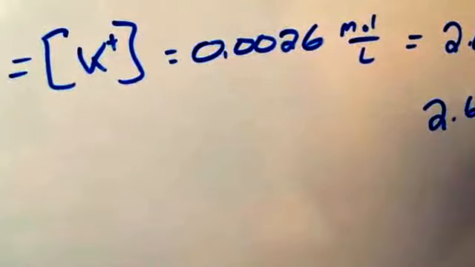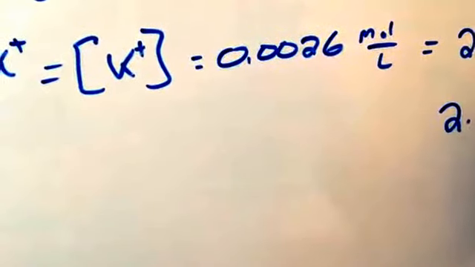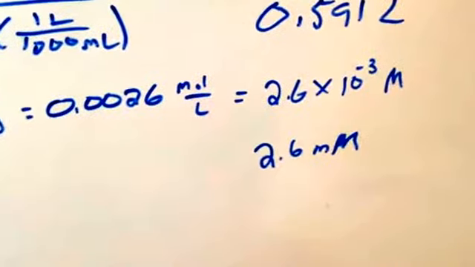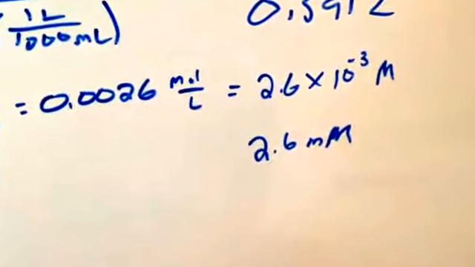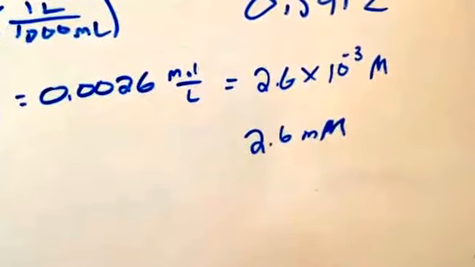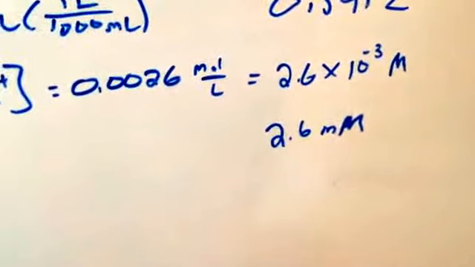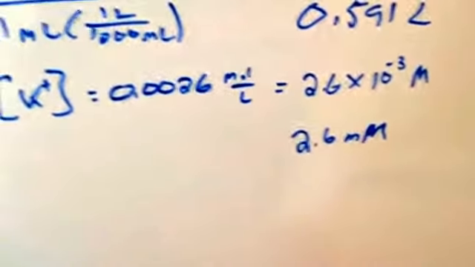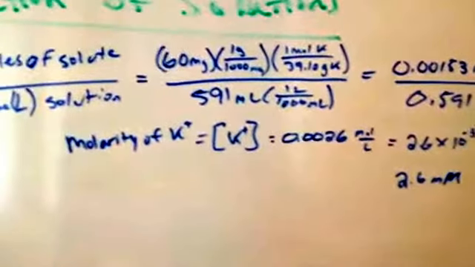We could also alternatively write this as 2.6 millimolar, because we know there are 1,000 millimoles per mole. So this is 2.6 millimoles per liter in the solution. This is small but not insignificant. So this is our molarity of potassium here in our energy drink.